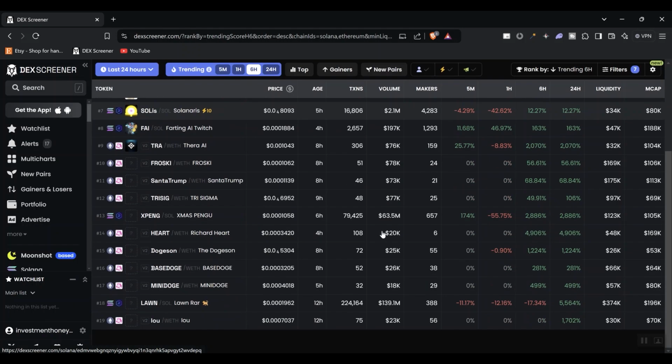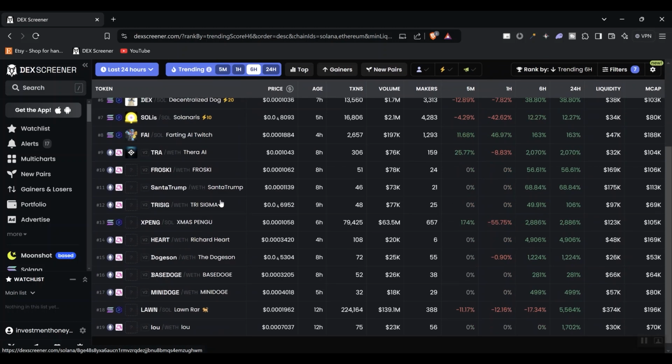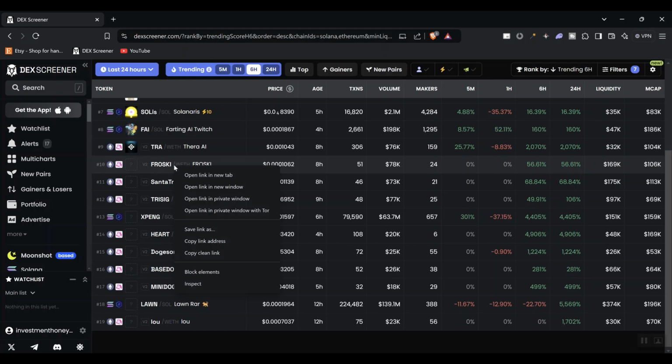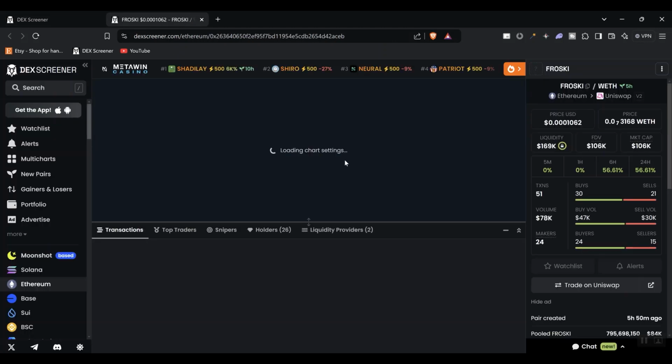And what do we get? We get 19 tokens. As always, when you see a lot of these where there should be an image and it's just a question mark, these are likely to be scams. So I've been going over this the last few days, and I haven't been wrong, I don't think, so keep that in mind. So we got another Froski, it's shown up here, and we can go ahead and open it up just to see what's going on with this one.